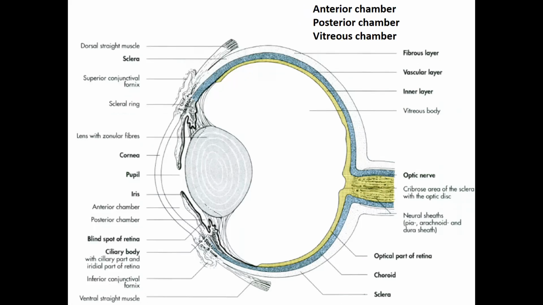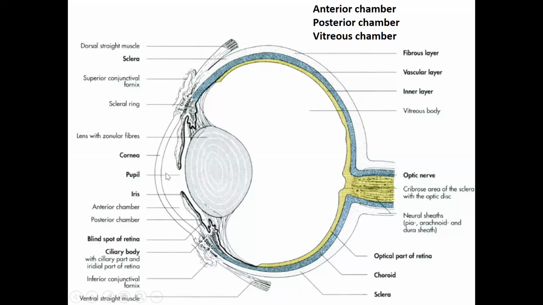Similarly, we have three spaces also, or chambers. This larger space, which is present between the lens and the retina, is called the vitreous body, and it is filled with jelly-like fluid. So this vitreous body gives the eyeball a proper shape.